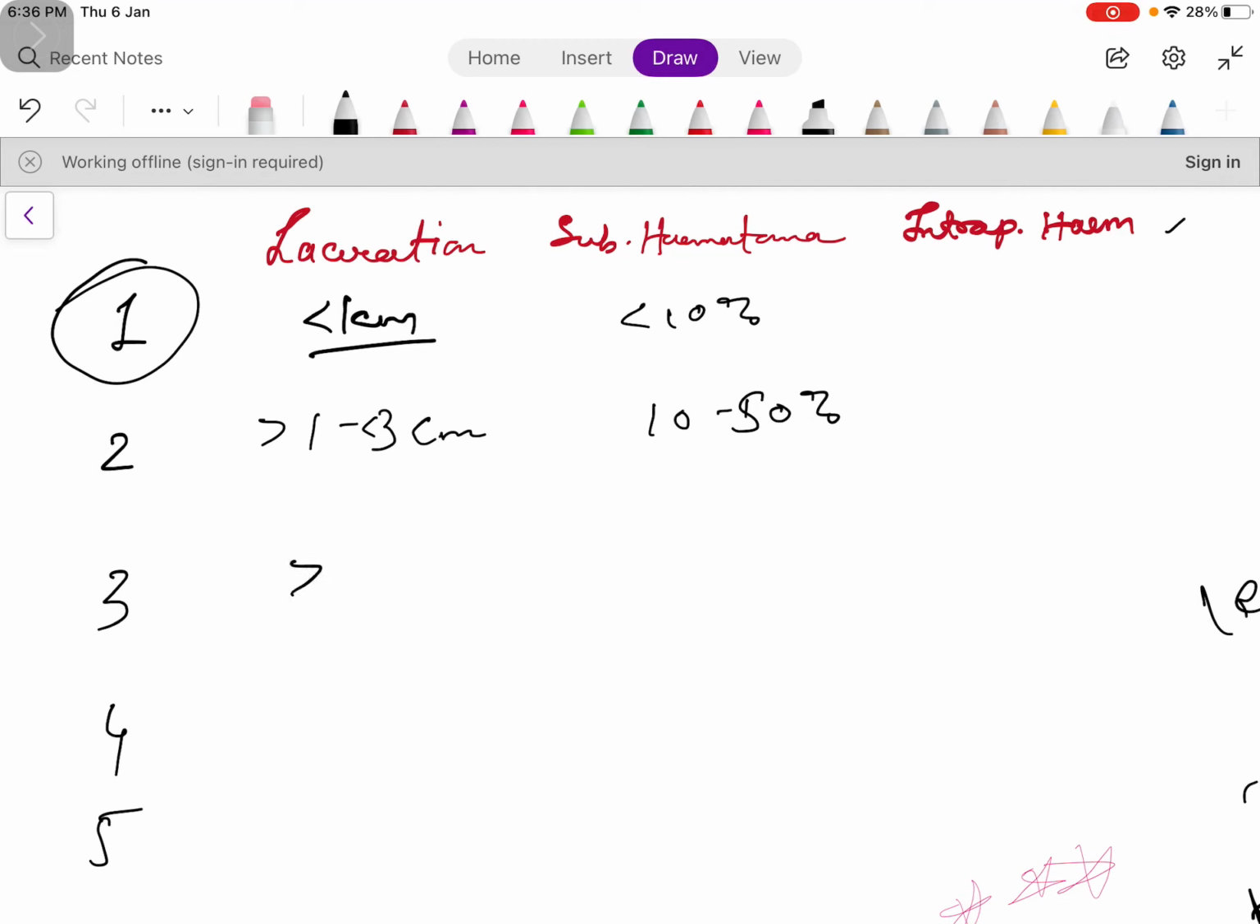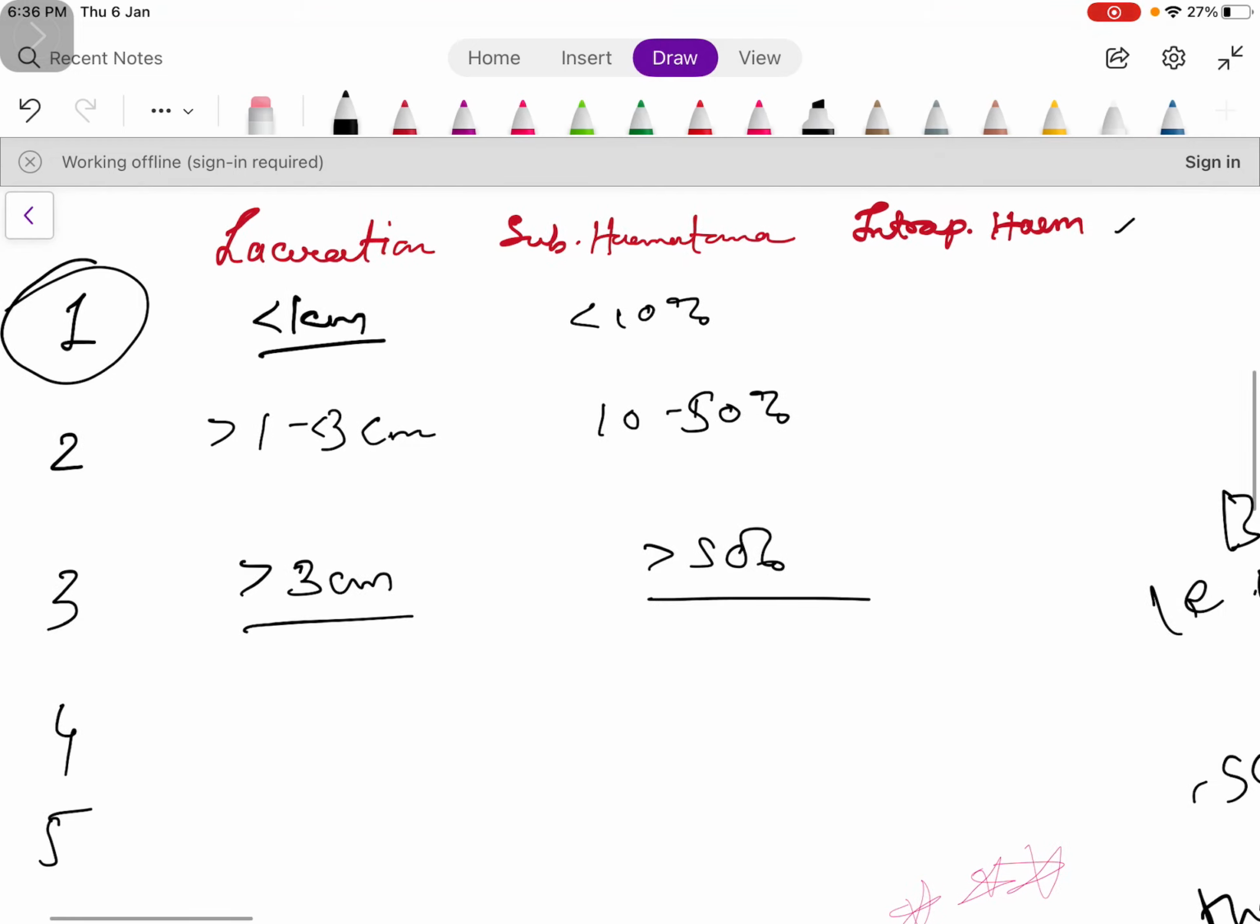In grade 3 we have a big laceration and large involvement of the spleen, and there can be active bleeding also. Active bleeding can be known by the contrast blush, that is extravasation of the contrast after IV contrast CT scan.